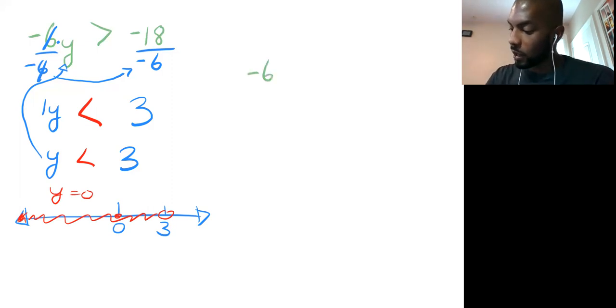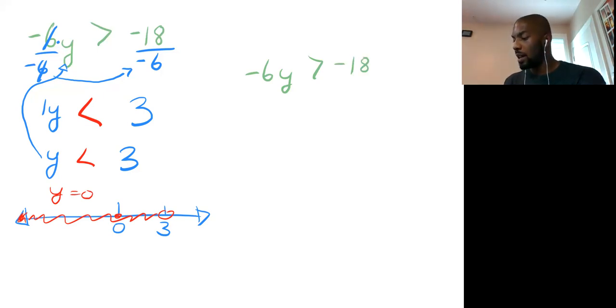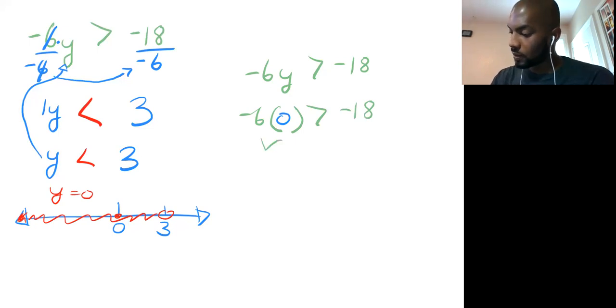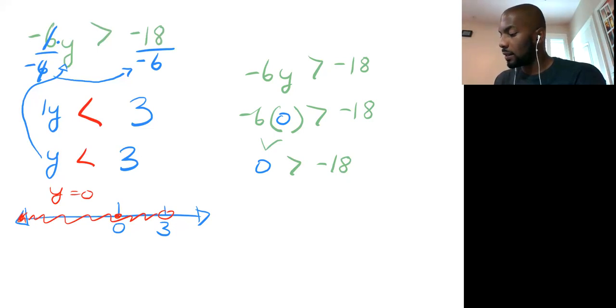I rewrite my original equation. Notice the sign is now in the same place it was when we started. I replace my y with 0, the number I selected. Negative 6 times y, which is now 0. Negative 6 times 0 is 0. Greater than negative 18. Is 0 greater than negative 18?